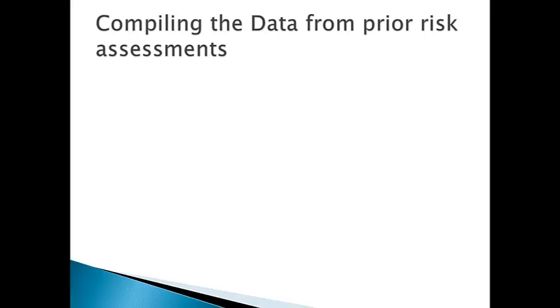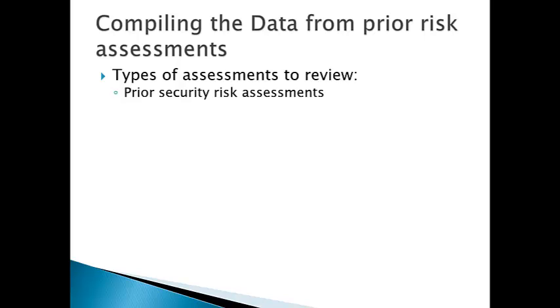Now, compiling data from prior risk assessments. There's all kinds of different assessments that you can look at, and you need to think very broadly about these. Prior security risk assessments. Somebody before you has been doing what you're doing now. Audit reports. You have an external auditor, a PricewaterhouseCoopers. Somebody is required to audit your financial statements and also looks at your internal control environment. You may have internal auditors. Most large companies have an internal audit department that regularly reviews controls and sometimes security over systems.